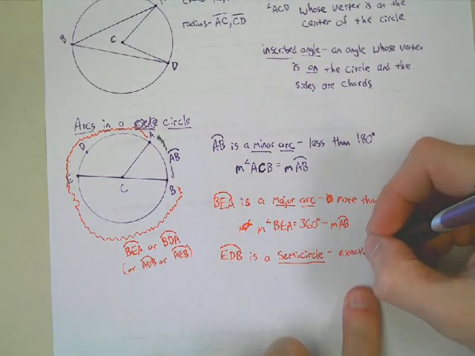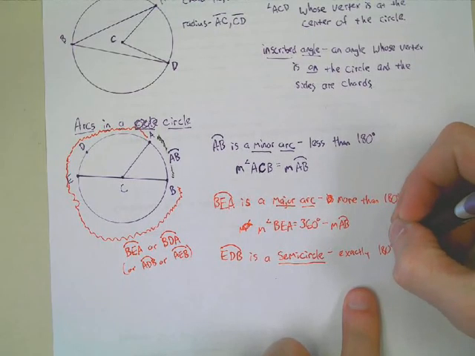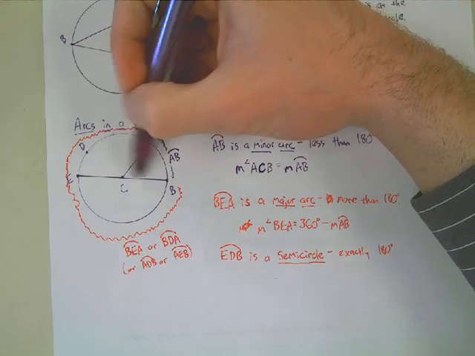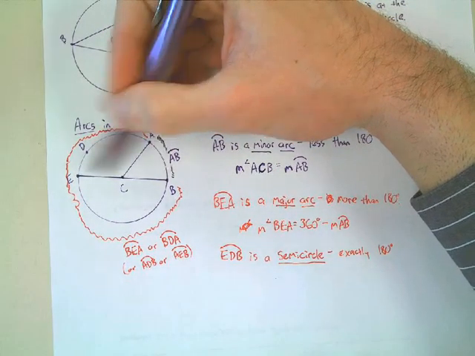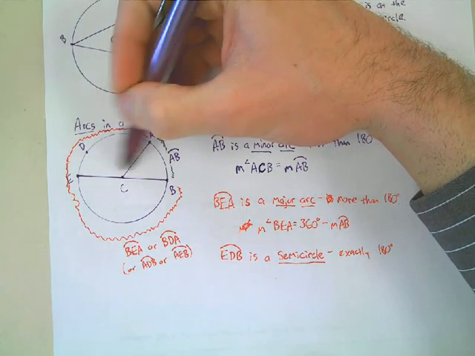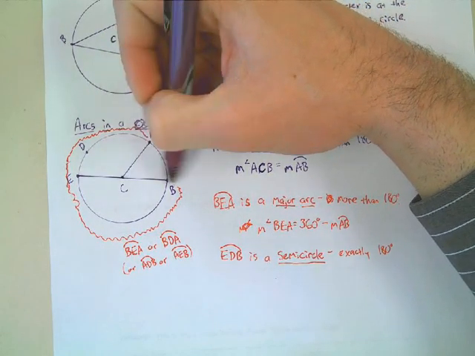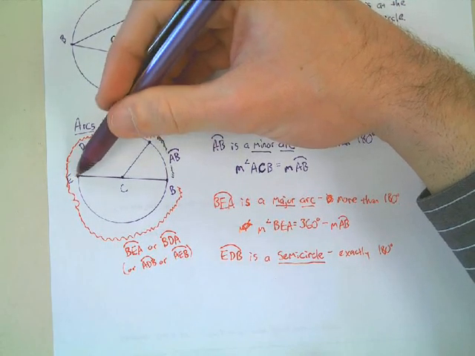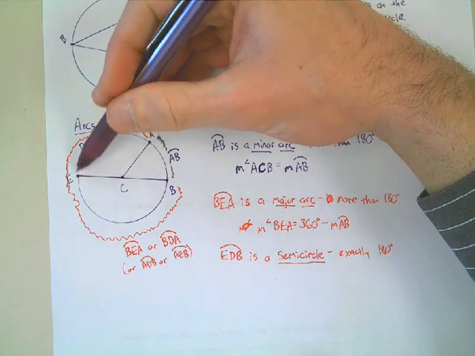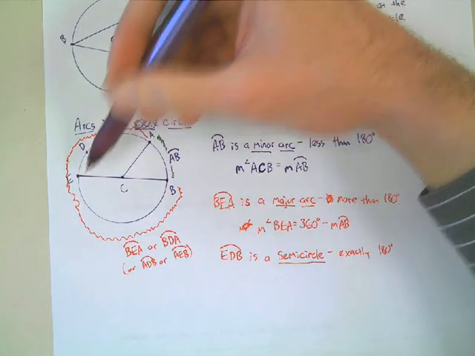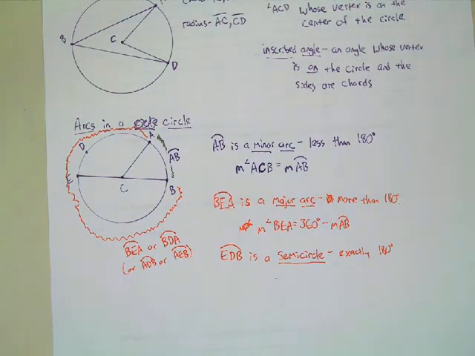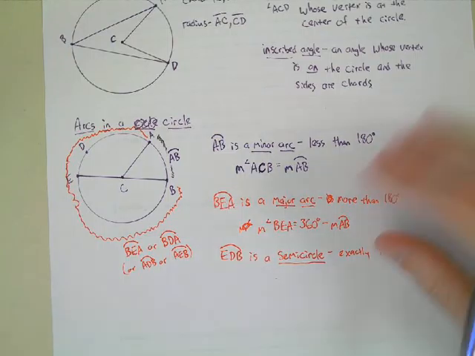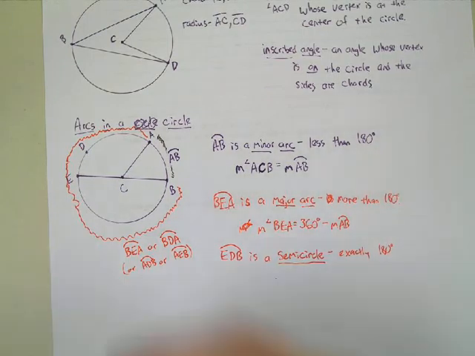Okay? EB, therefore, is what special segment of the circle? It's the diameter, or also a chord, if you want to say that. So a chord that goes through the center. Since EB is a diameter, that means it creates this 180-degree semicircle arc. All right. Last thing here. The central angle theorem.